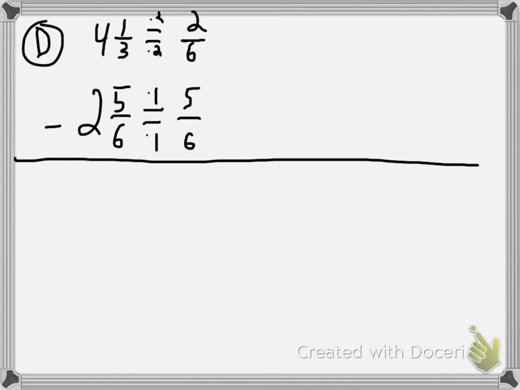So what I need to do is I need to borrow. So I'm going to borrow from our whole number here, 4. If I take 1 away from that whole number, the 4 becomes a 3. That 1 I took away, I need to write it as a fraction, with my denominator being my common denominator of 6. So again, that 1 I took away is now being written as a fraction. A fractional 1 would be 6.